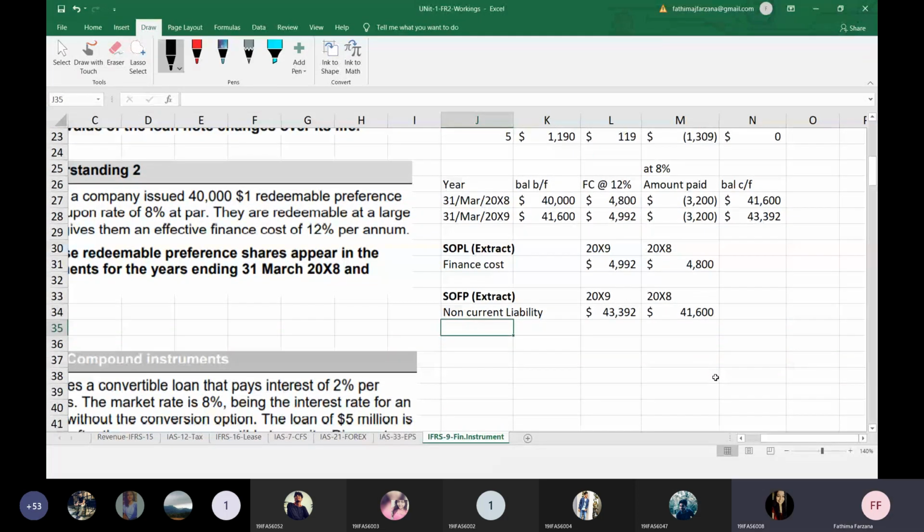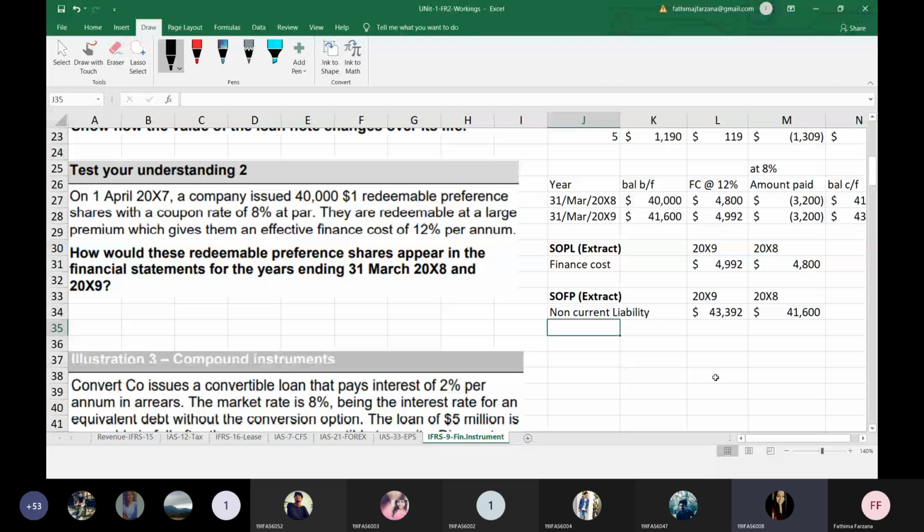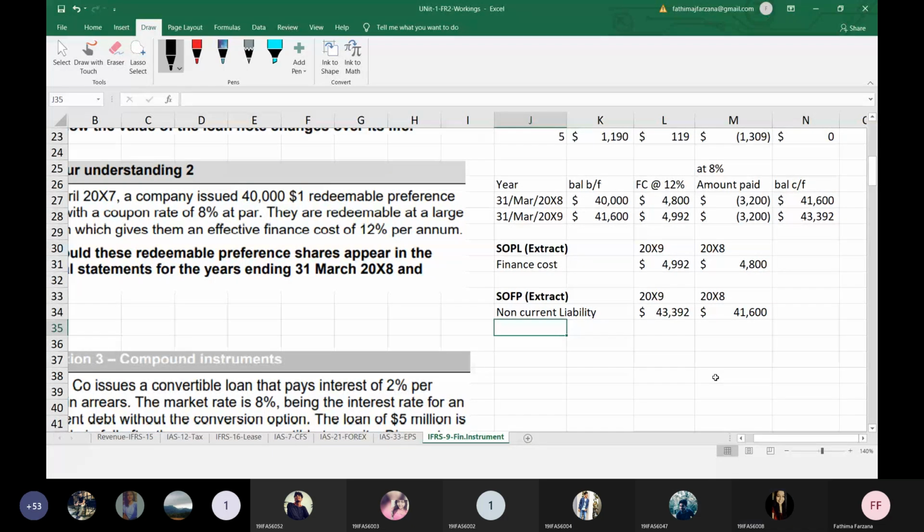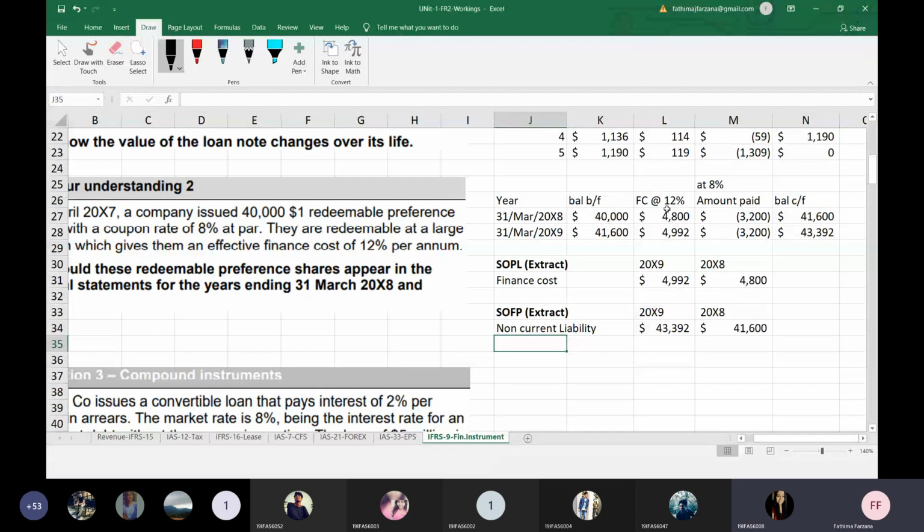Ma'am, can you just explain once again this difference between the finance cost and the coupon rate? Okay, fine. So here, the coupon rate is 8%. The effective finance cost is always 12%. The market rate is 12%, whereas the company is redeeming at 8% per annum, that is 3,200 they are paying every year. 8% at par per annum. Only 8% they are paying.